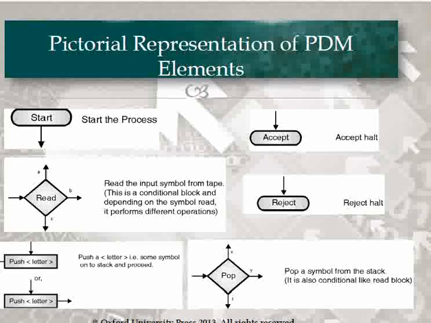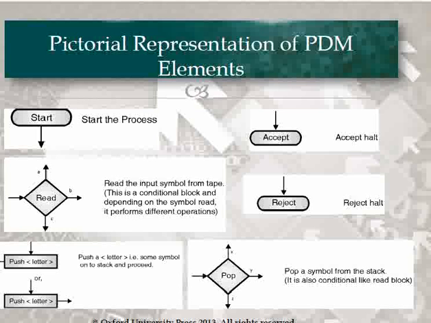So if I read an A, we move upward. If you read a B, we move towards the right, and if you read a C, then we move downward. Then we have an accept condition, where we accept that the string belongs to the language and we halt. And we can have a reject condition, where we have concluded that the string does not belong to the language, and if we reach this state, the string is rejected and we halt.